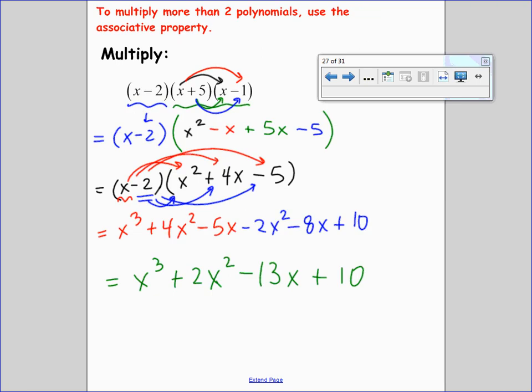Raise your hand if you had x cubed plus 2x squared minus 13x plus 10. Anybody else get that at the end? Several people did. That's great. Oh, awesome. Way to go. What questions do you guys have about the second one?